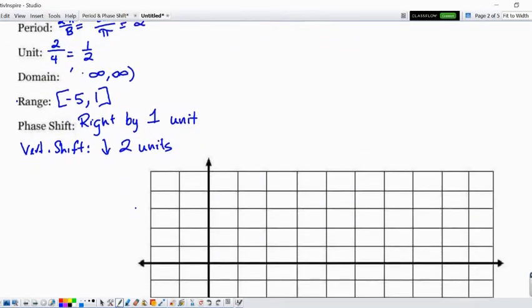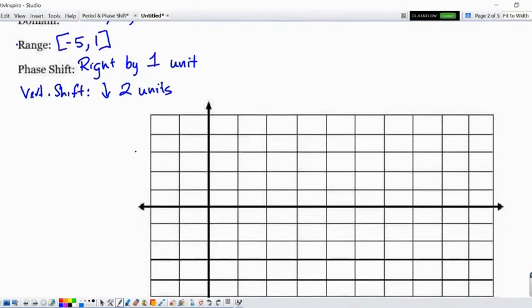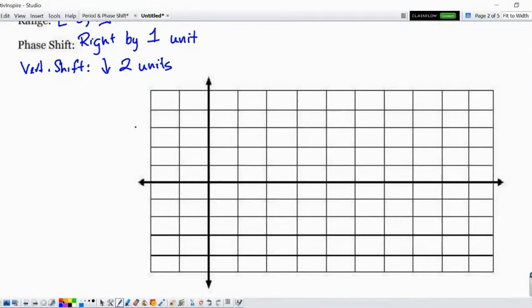Now let's go through and label our graph. I'm going to start with the midline, which is now at -2. Not part of our graph, so it's dotted. Our amplitude is 3 units. So we need to make sure our minimum is at -5. That's 3 units down from the midline. And that our maximum value would be at 1. That's 3 units up from the midline.